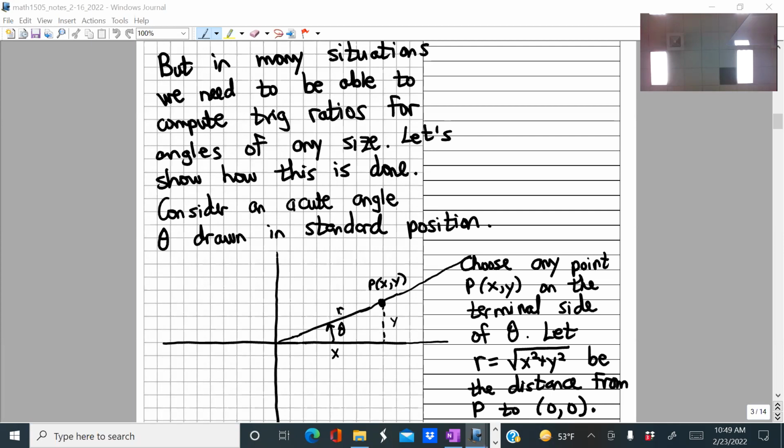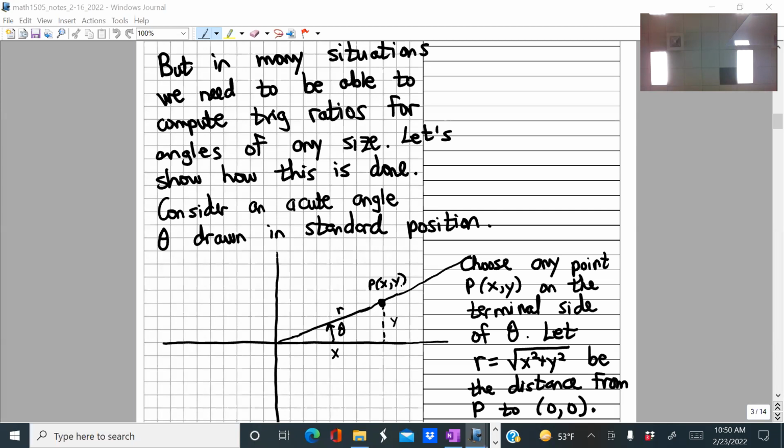Now, what's that distance? What's the length of the hypotenuse of this right triangle? In other words, what's the distance from the origin up to this point? Well, of course, the Pythagorean theorem says r squared is going to be x squared plus y squared, which means that r itself is going to be the square root of x squared plus y squared. So it's easy to calculate this distance. It's just the square root of the squares of the coordinates of the point.